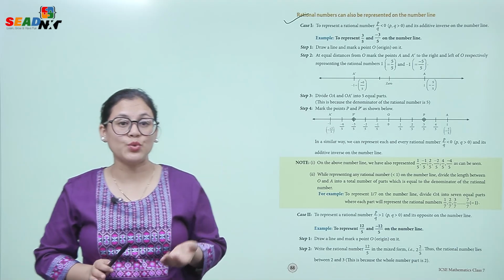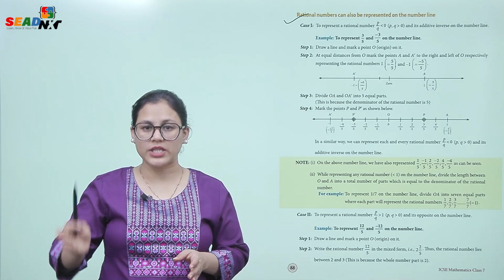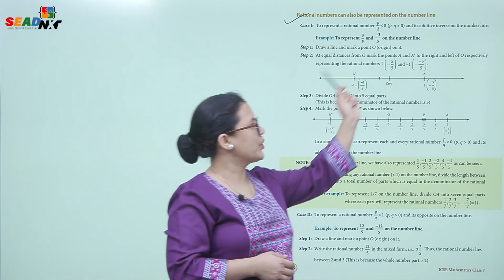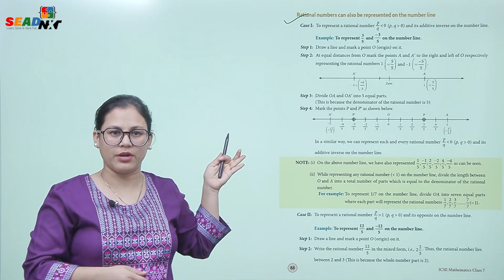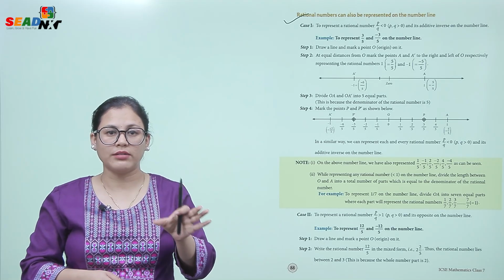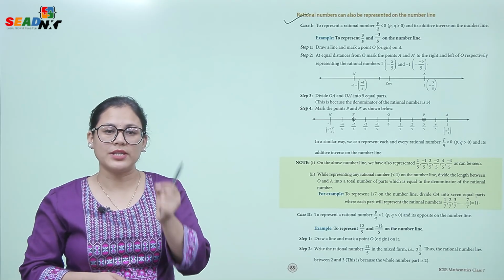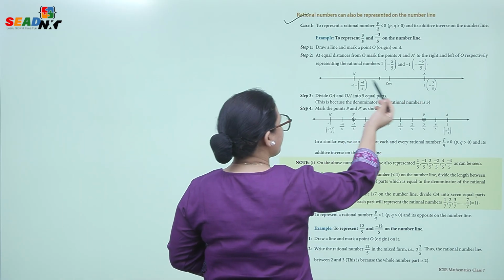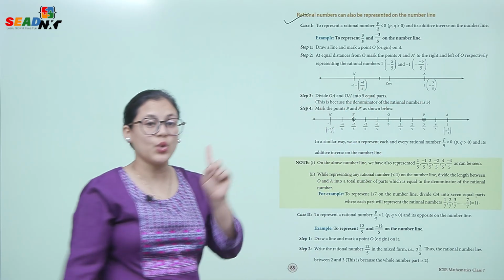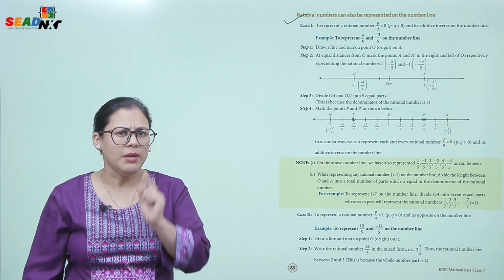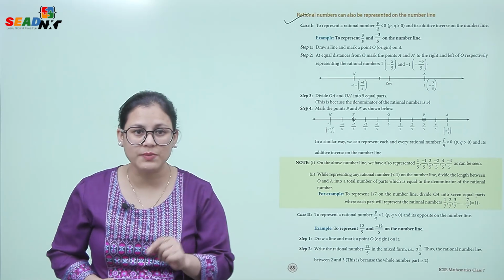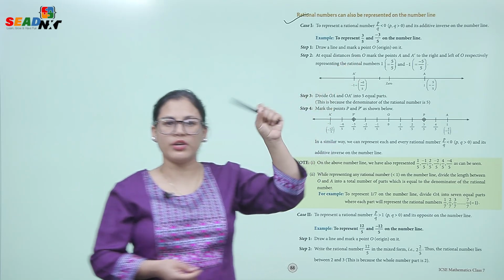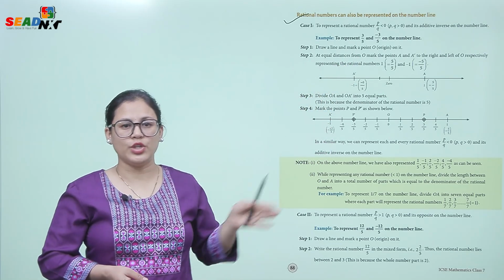Step 2, at equal distance from O mark the point A and A dash to the right and left of O respectively. A आपके 0 के right side होगा जबकि A dash left होगा. Representing the rational number 1, that is equal to 5 by 5, and minus 1 is equal to minus 5 by 5. So this is O, this is A and this is A dash. Now divide O A and O A dash into 5 equal parts. But why 5 equal parts? This is because the denominator of the rational number is 5. Denominator rational number का 5 है, that's why we'll divide into 5 equal parts.